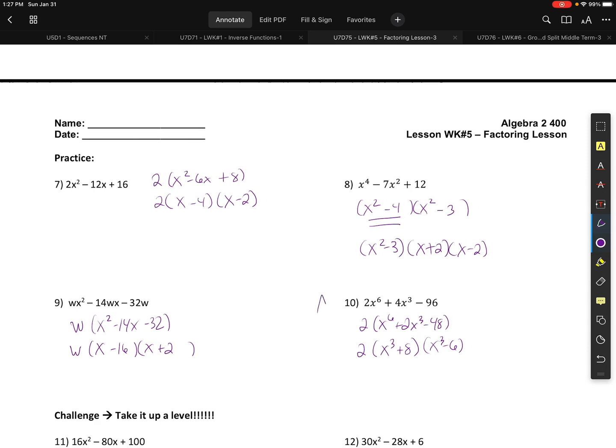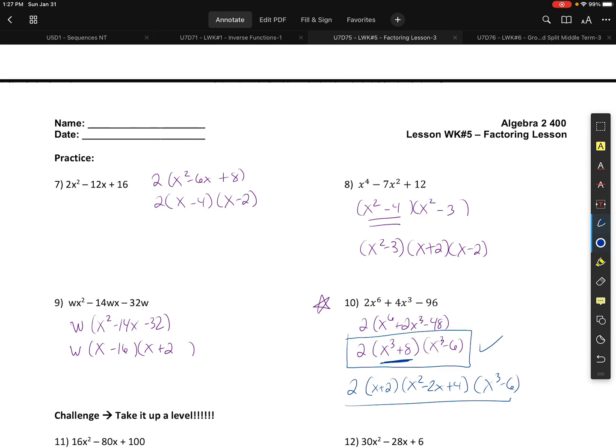Now, a little future thing with problem 10. Problem 10, this can go further. Currently, based on the rules we have, it cannot go further, but we will add a cube factoring rule. Now, I do not expect you to notice at the moment, but I'm just showing you. X to the 3rd plus 8 becomes x plus 2 times x squared minus 2x plus 4, followed by the x to the 3rd minus 6. So for our very moment right now, yay, that's the answer. But in a week or two, yay, that's the actual answer.